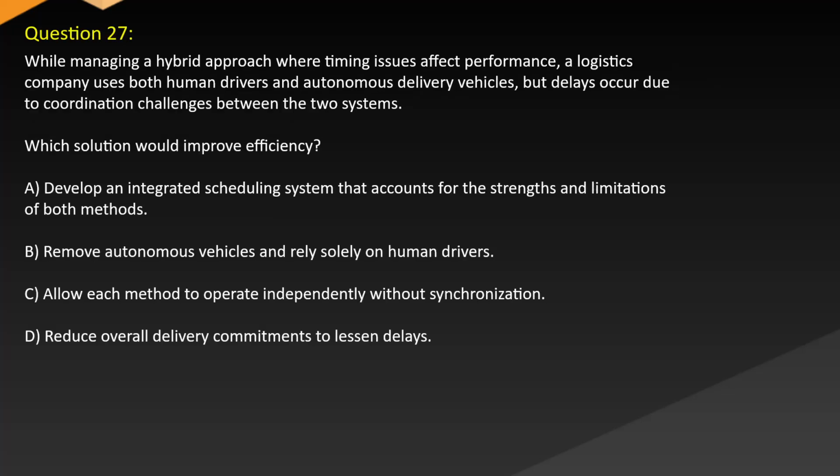Question 27. While managing a hybrid approach where timing issues affect performance, a logistics company uses both human drivers and autonomous delivery vehicles, but delays occur due to coordination challenges between the two systems. Which solution would improve efficiency? A. Develop an integrated scheduling system that accounts for the strengths and limitations of both methods. B. Remove autonomous vehicles and rely solely on human drivers. C. Allow each method to operate independently without synchronization. D. Reduce overall delivery commitments to lessen delays.